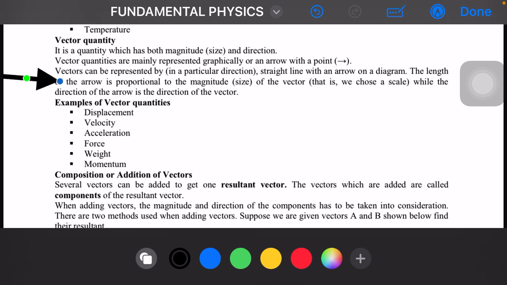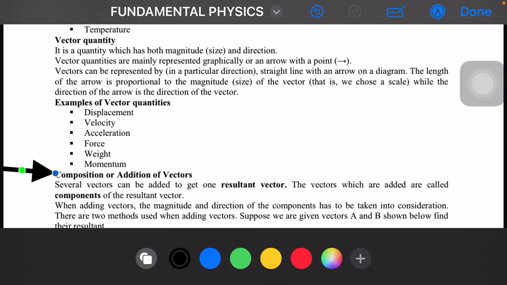Vectors can be represented by a straight line with an arrow in a particular direction on a diagram. The length of the arrow is proportional to the magnitude, the size of the vector. That is, we choose a scale, while the direction of the arrow is the direction of the vector. Examples of vector quantities: displacement, velocity, acceleration, force, weight, and momentum.